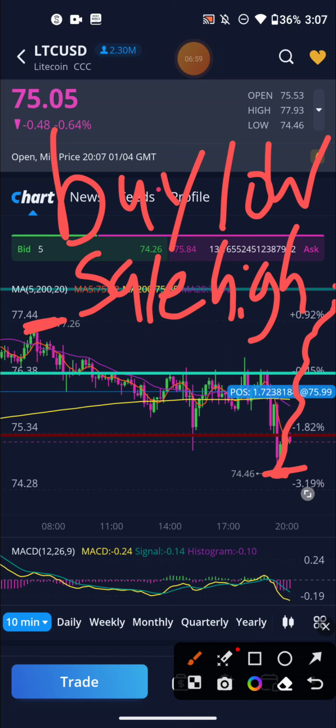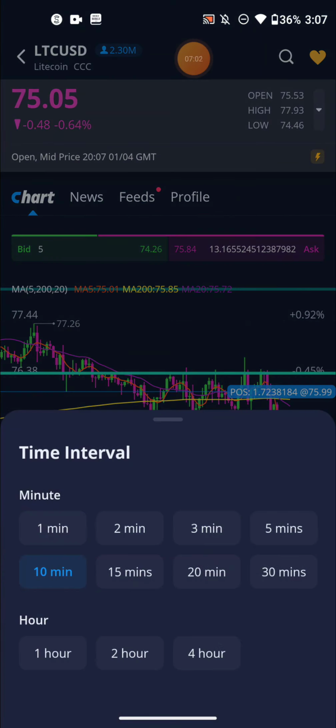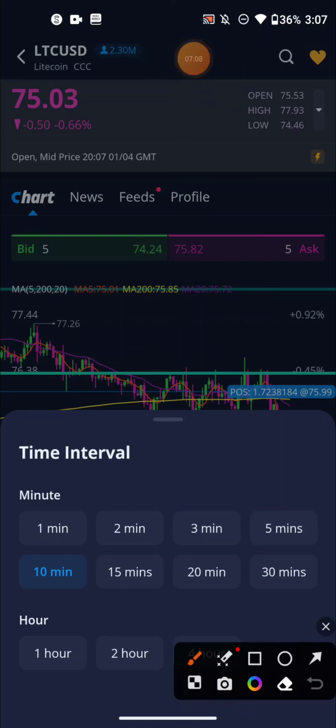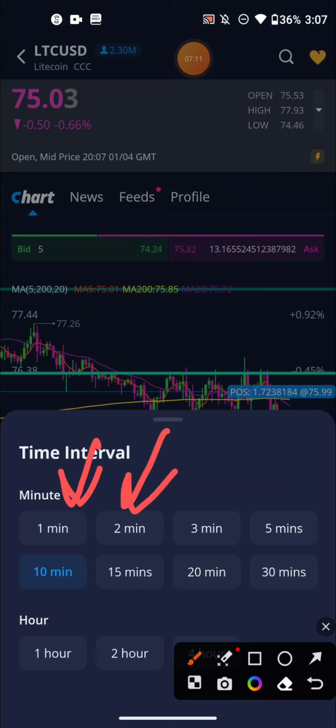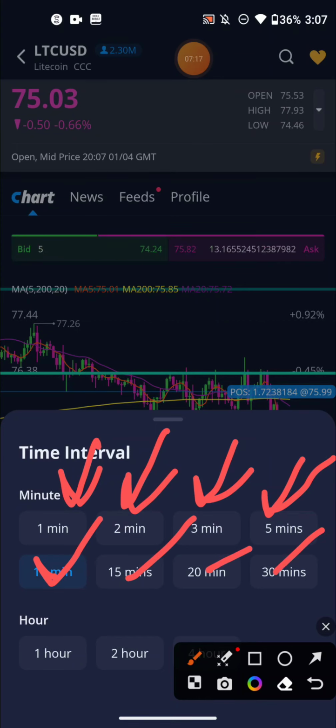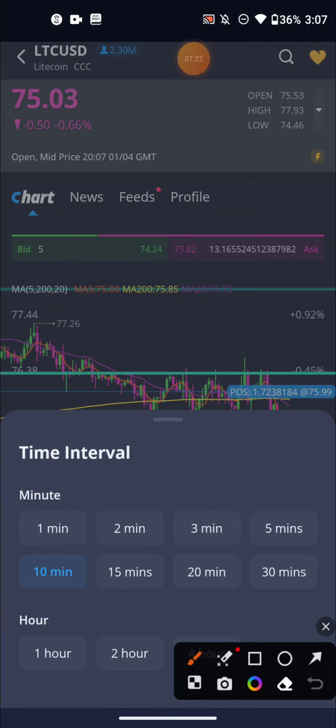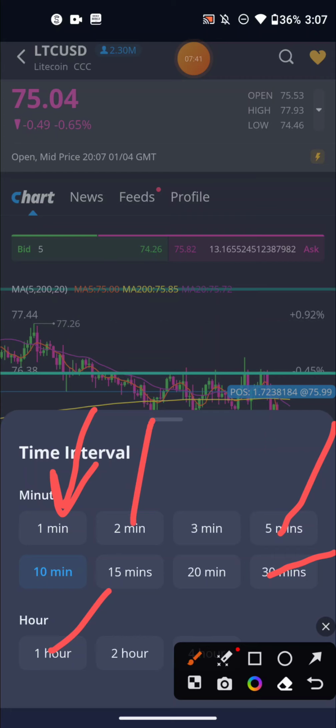Okay, now this can happen in any one of these time frames. Time frames are very important. Why is that? What happens in this time frame will be different in this time frame. What happened in this time frame will be different in this time frame. So you can make different plays off of different time frames.